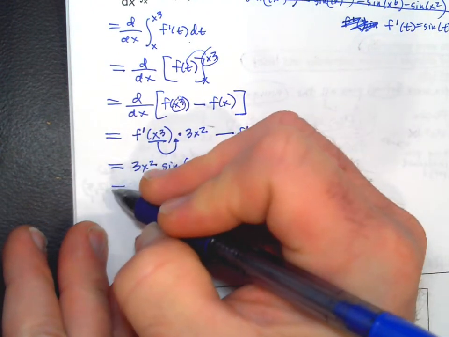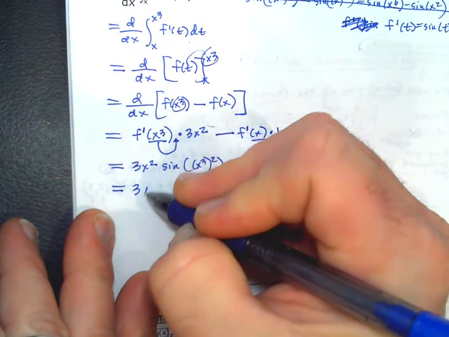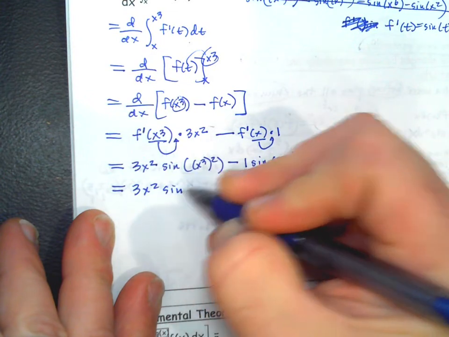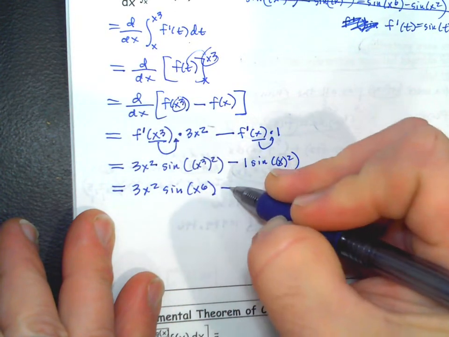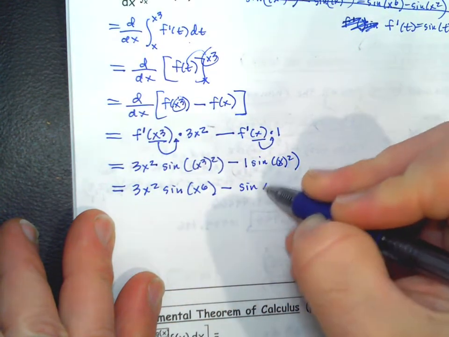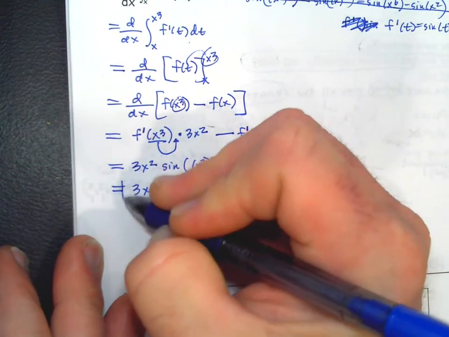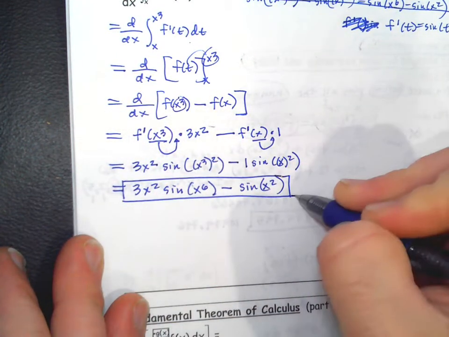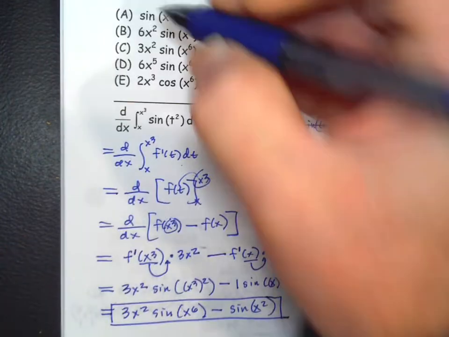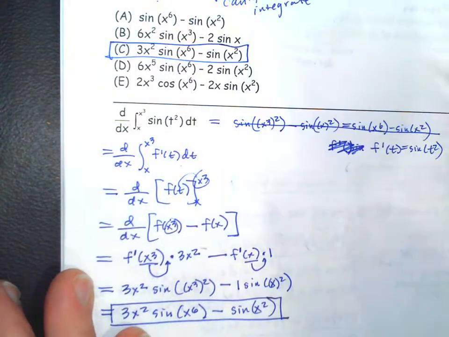And then so your final answer is going to be 3x squared sine x to the 6th minus sine x squared. That is the answer. So if we go back up here, that was answer C.